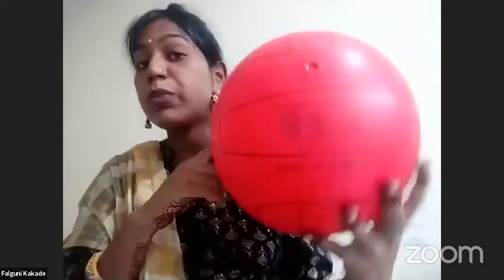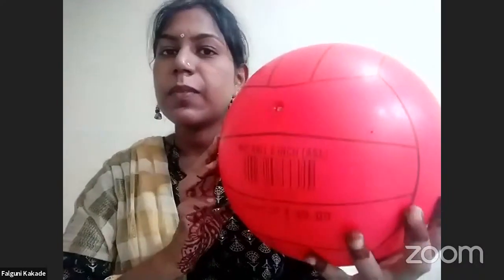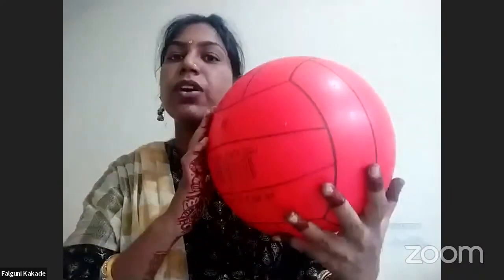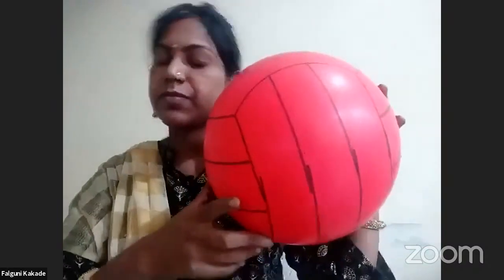Start at small examples. I will just show you some small objects. You have to tell me what shapes are there. See, what is this? Circle. Ball. Very good. Ball is having which shape? Circle.